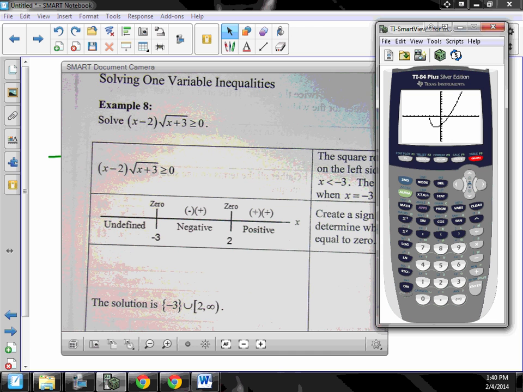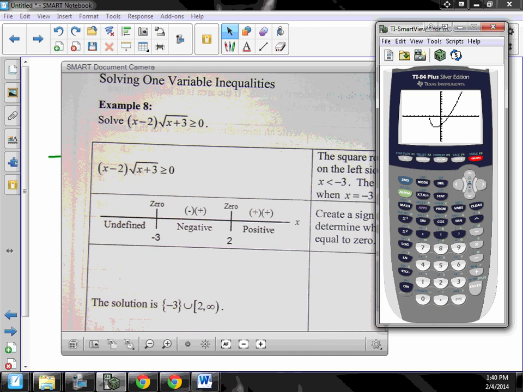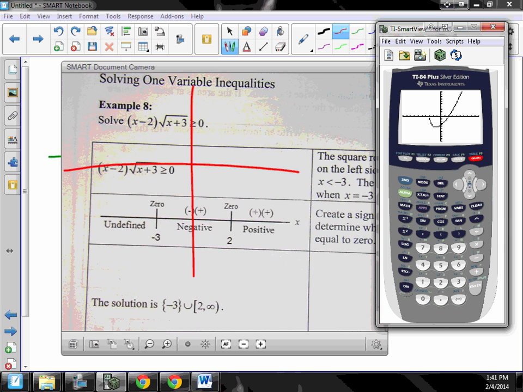Now, your calculator makes a mistake here, just like it did when you were graphing circles. It didn't actually touch the axis, but it does. Sometimes when a graph gets really steep and then stops, the calculator freaks out and leaves a gap. So we can assume that that actually hits the x-axis. So my graph looks like this: 1, 2, 3, hits that, goes through the point 2, and I want to know where is that graph greater than or equal to 0.